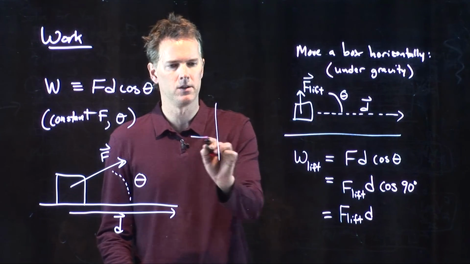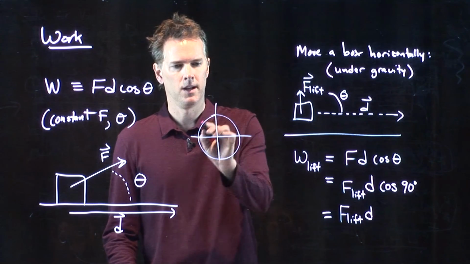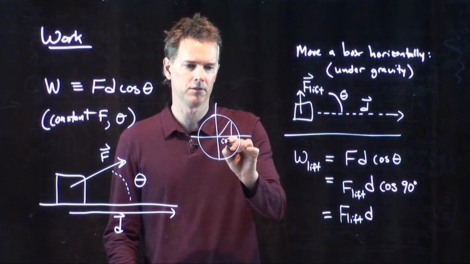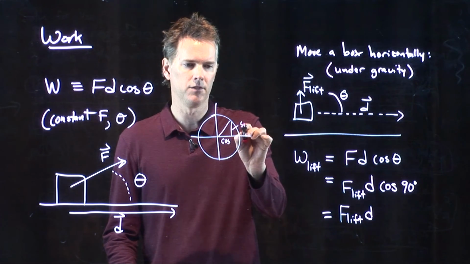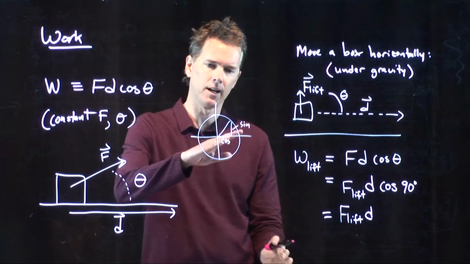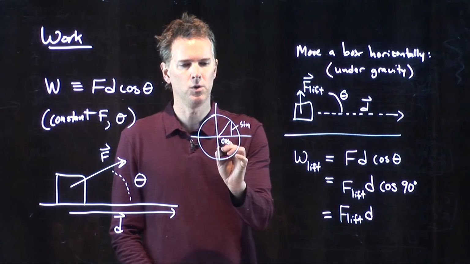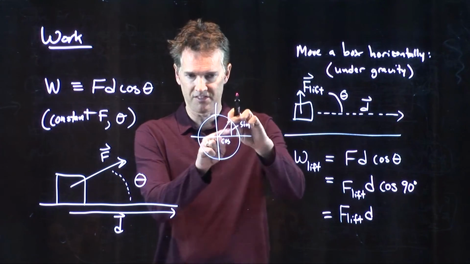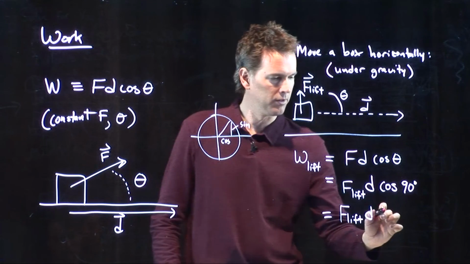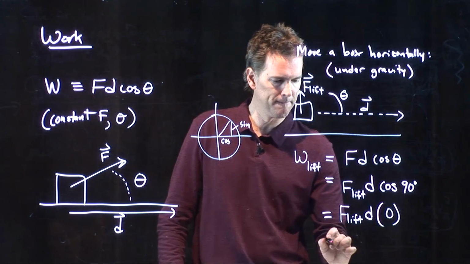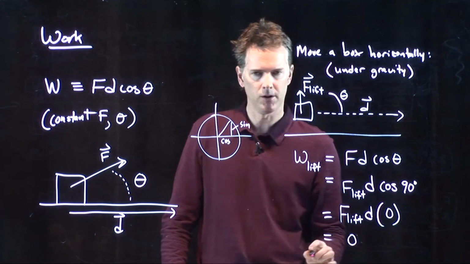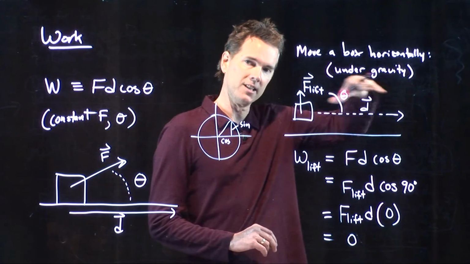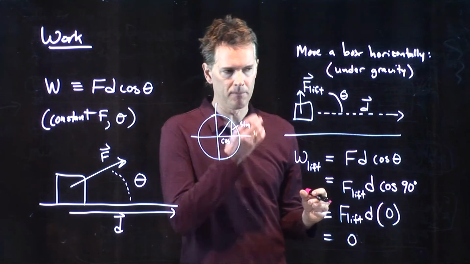How do you remember that? Well, you go back to your circle. And as I go around the circle, I can draw a triangle. This side is cosine, this side is sine. And so as I go up to 90 degrees, the cosine shrinks to 0, right? The sine goes up to 1. So this, in fact, becomes 0. And so it requires no work to move it horizontally if you're holding it up.